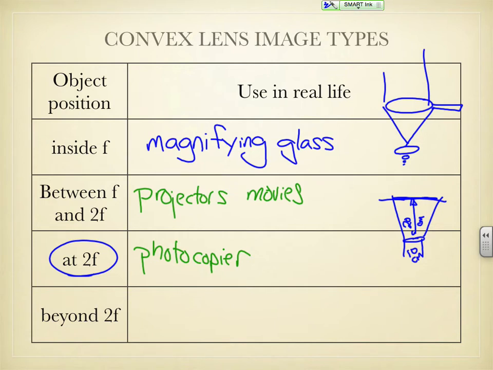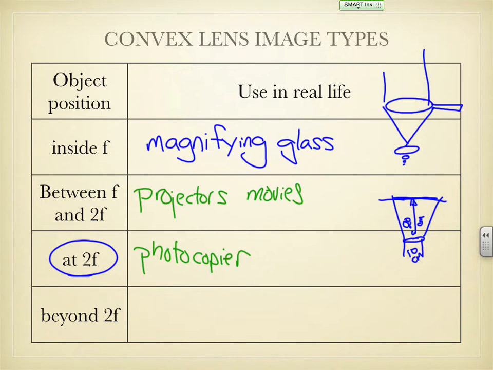Now, sometimes you can make your photocopier bigger or smaller, right? And all they do is move that lens closer or farther away, and that changes whether I'm going to make it bigger or smaller. Cool, right? But most of the time we make photocopies exactly at 2F.